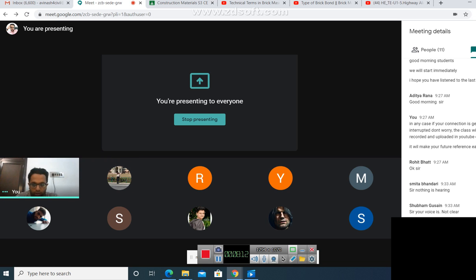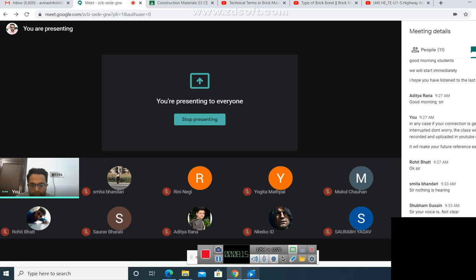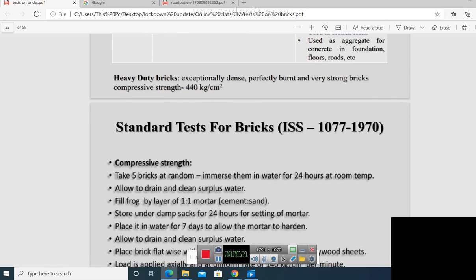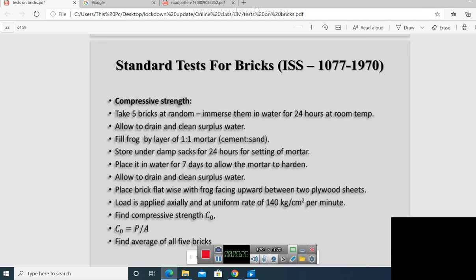Okay, fine. You select one brick sample, and you immerse this brick in water for 24 hours at room temperature. After 24 hours, you allow the excess water to drain away. Once the excess water is drained away, the brick is in a saturated condition. You prepare a 1:1 mortar of cement and sand, and the frog of the brick is filled with this mortar. Then for 24 hours, you allow the mortar to get set.